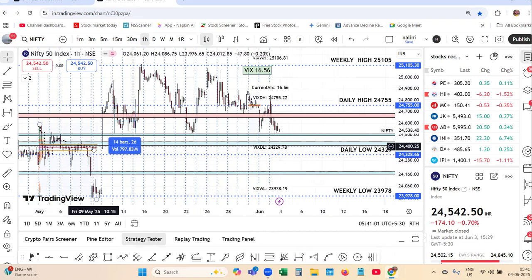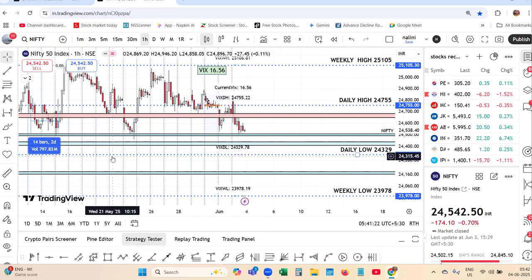For that, I have applied the volume profile over here. The point of control is around 24,397, and the value area high and value area low are 24,359 to 24,416. And based on the volume profile, I marked the low node areas.